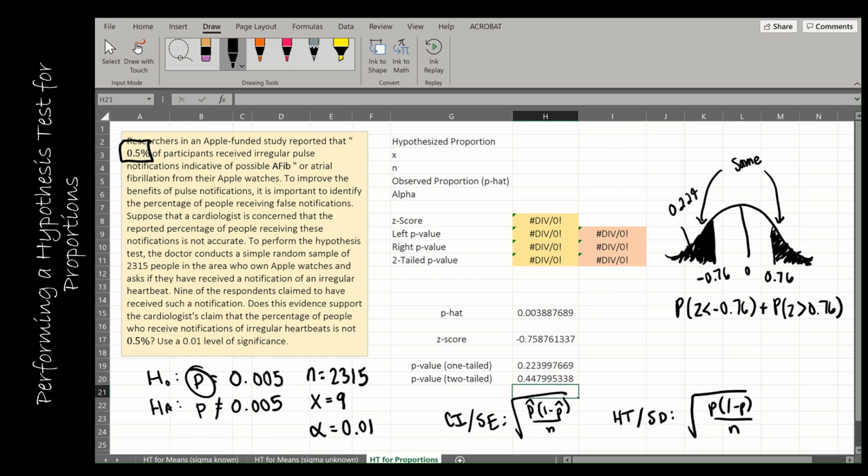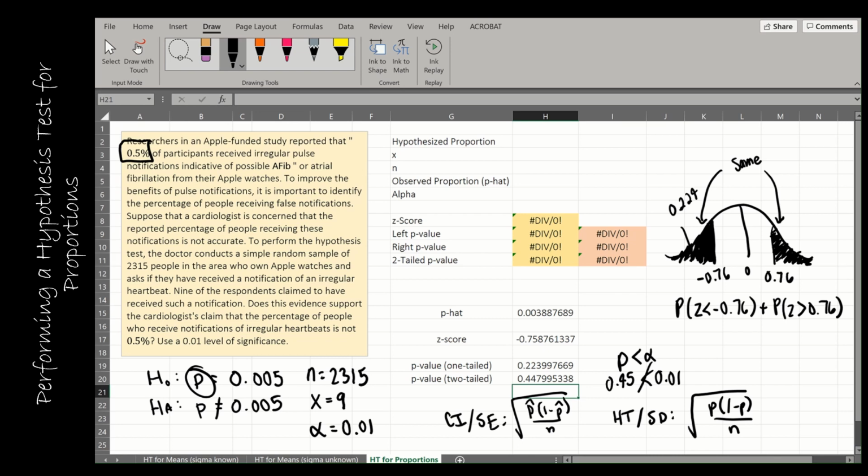Now, what's my conclusion? I'm using a 0.01 level of significance. Remember, I'm looking for, is p less than alpha? Well, p is 0.45, alpha is 0.01. So p is not less than alpha, so I have to fail to reject. This evidence does not support the cardiologist's claim that the percentage of people is not 0.5%.